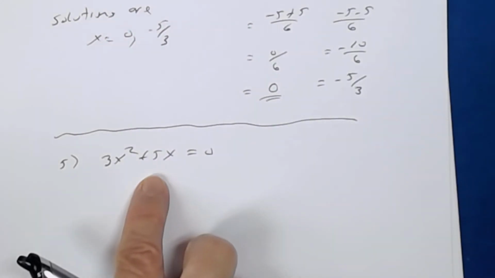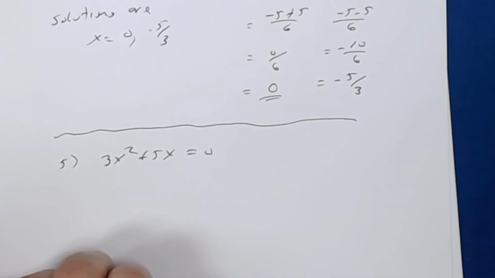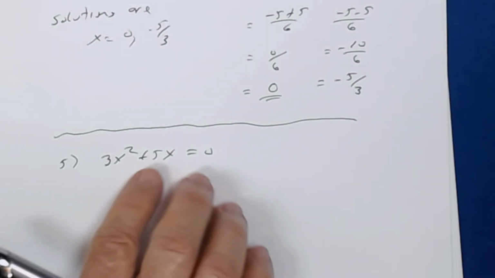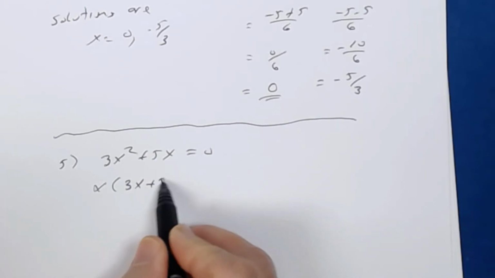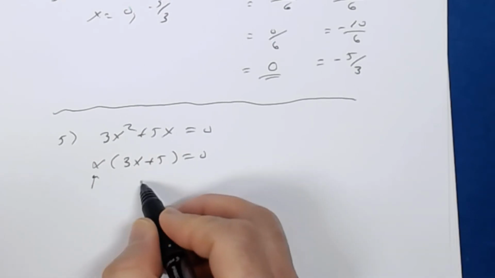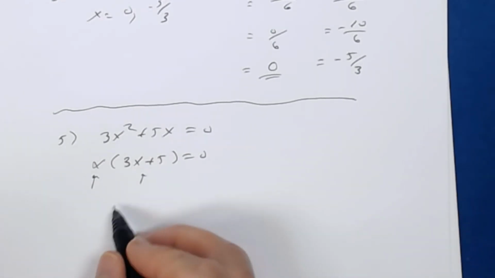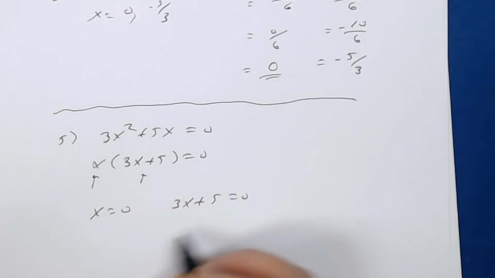When I come here, though, I just want you to notice, do y'all realize you could have factored this? You could have solved this by factoring. So I could factor out an x, right? I get x times 3x plus 5 equals 0. And now I can use the zero factor property. I have two factors whose product is 0, so I set both of them equal to 0, and then I solve for x.